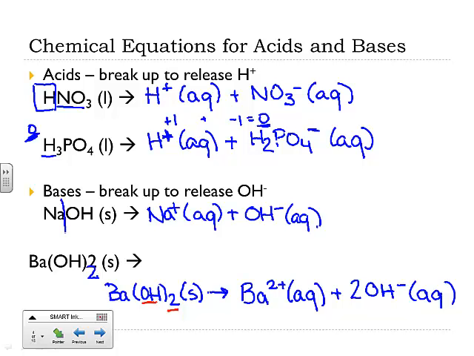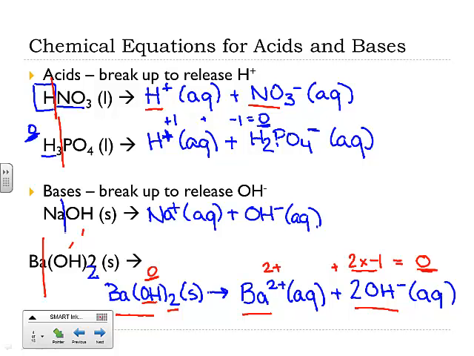Let's check out our charges. Do they add up? I've got a 2 plus for the barium, and then I've got 2 1 minuses. So it's plus 2 and negative 2 makes 0, and it was 0 on this side. Excellent, we're doing just fine. You want to make sure that you can just break up an acid and a base. Can you break up an acid like HNO3 into H plus and NO3 minus? Can you break up a base like Ba(OH)2 into its constituent ions? You want to be able to divide these in half and figure out how they break up and what you get. And remember, with acids, it's very important, 1 H plus at a time. No more, no less.